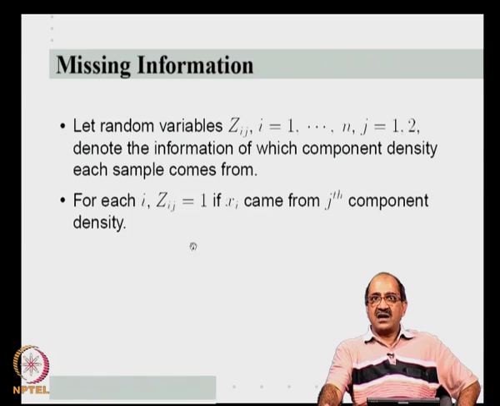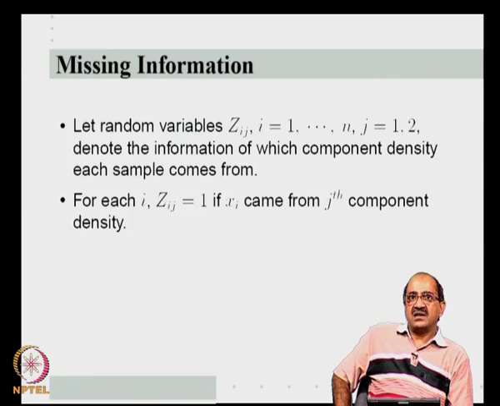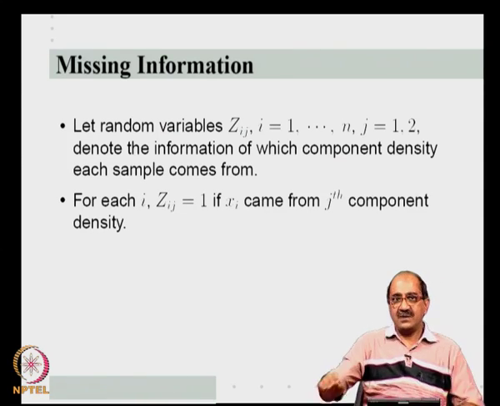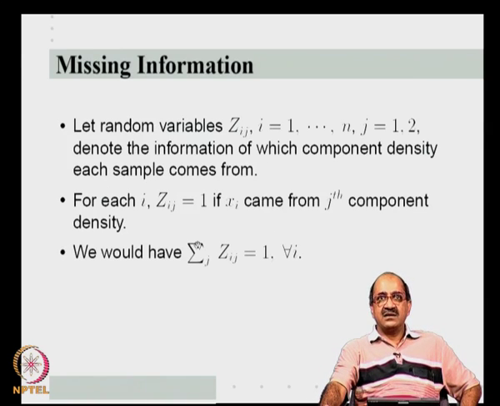For each i, I will make Zij equal to 1 if xi came from the jth component. That is, if xi came from the first component, then I will make Zi1 equal to 1 and Zi2 equal to 0. And if xi came from the second component density, then I will make Zi1 equal to 0 and Zi2 equal to 1, right. So, each Zij is binary like that, and we have summation over j of Zij equal to 1.